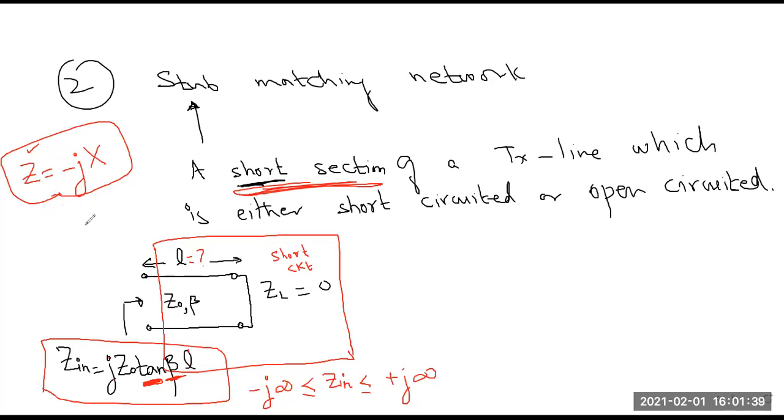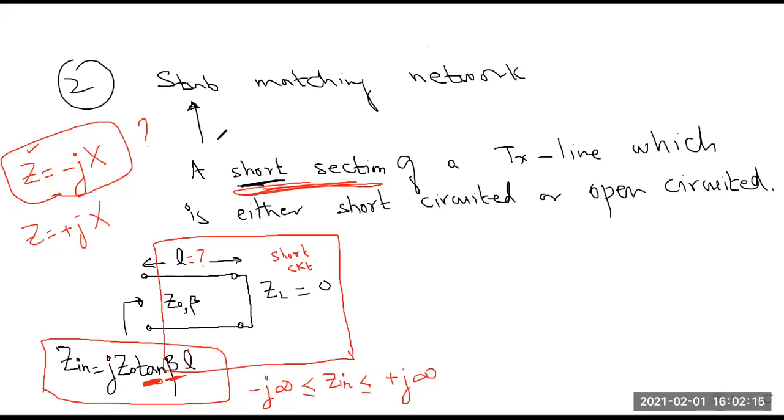I am asking a question. If z is equal to minus j something, what is this thing representing? Capacitive element. Yes, it is a capacitor. And if z is equal to plus j something, it must be an inductor. So by varying the length of this short circuited transmission line, it can behave as a capacitor or it can act as an inductor.